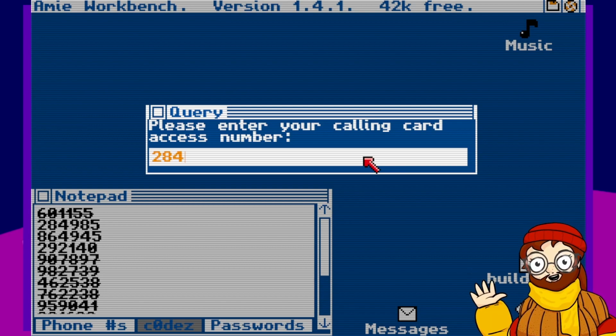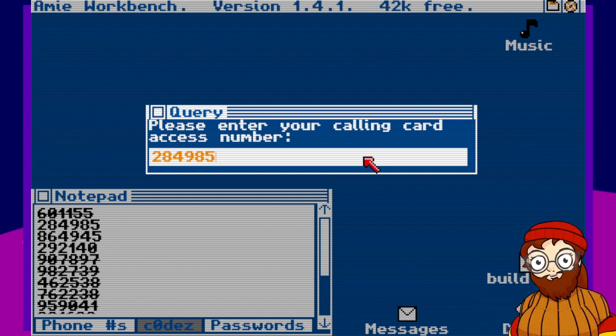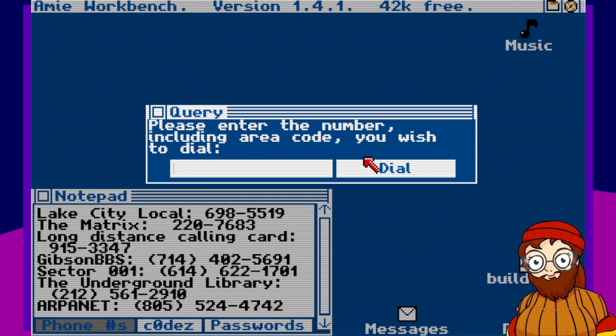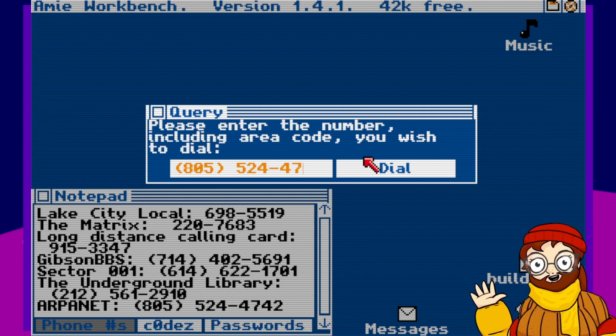2, 8, 4, 9, 8, 5, 8, 0, 5, 5, 2, 4, 4, 7, 4, 2.